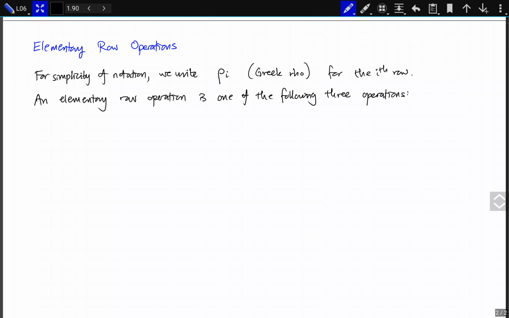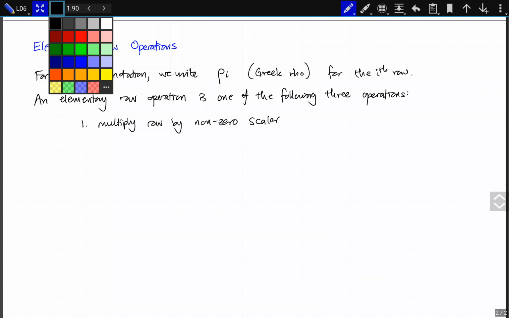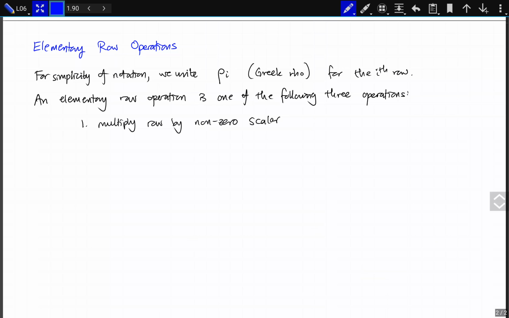So we have the first one, which is multiply the row by a non-zero number, so by a non-zero scalar. If you prefer the mathematical notation, we can say that row i becomes lambda times rho i, where lambda is some non-zero scalar.